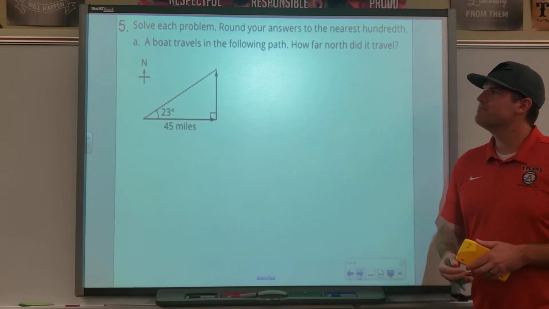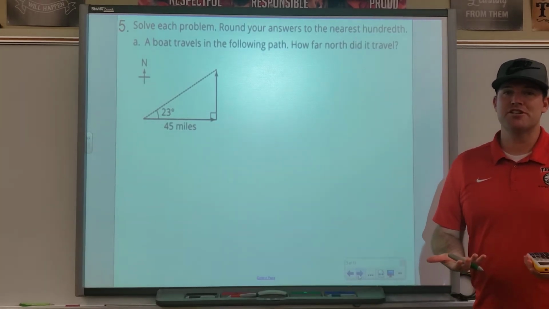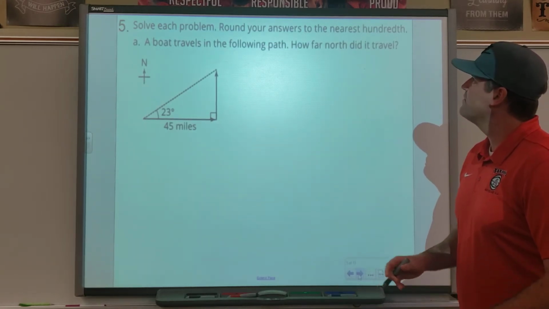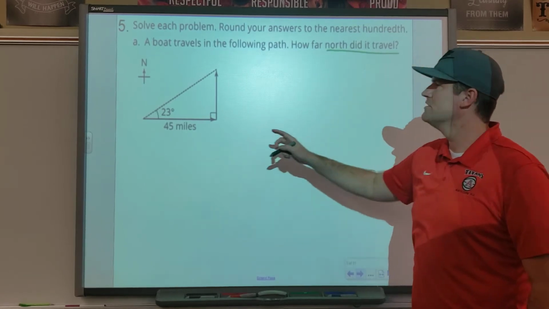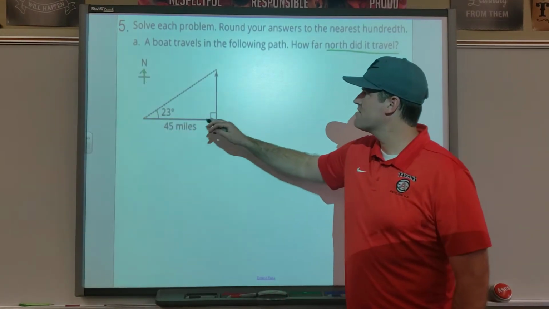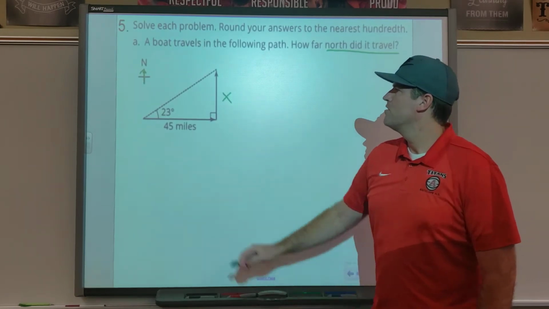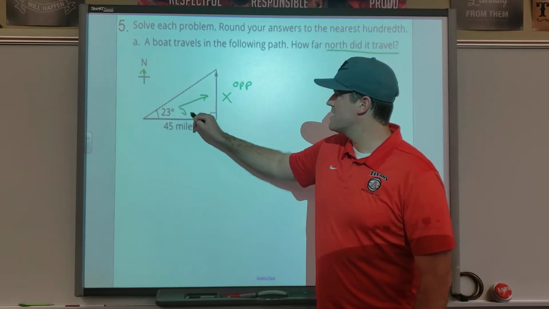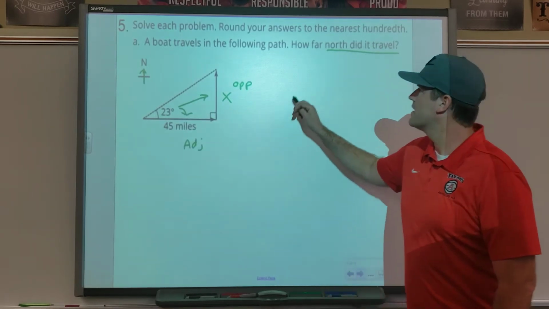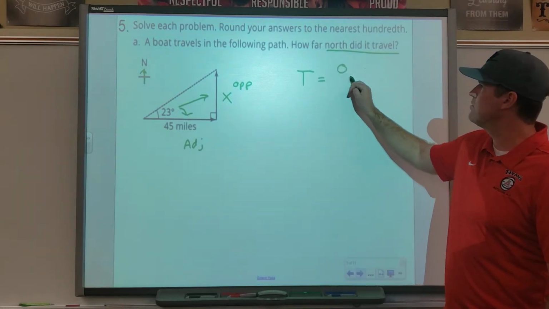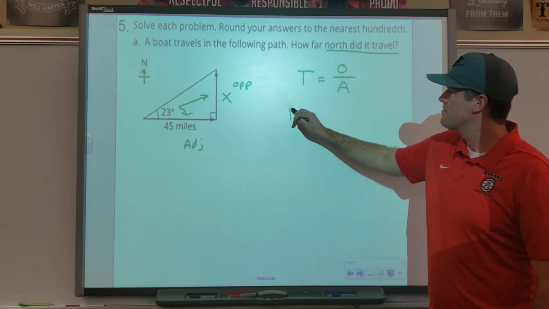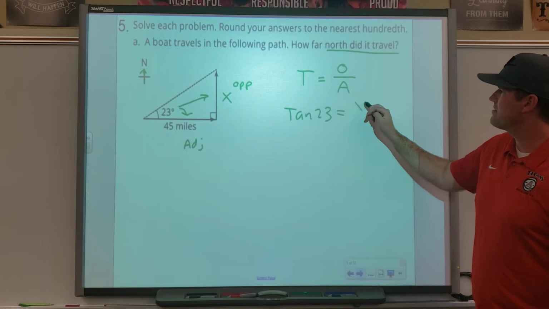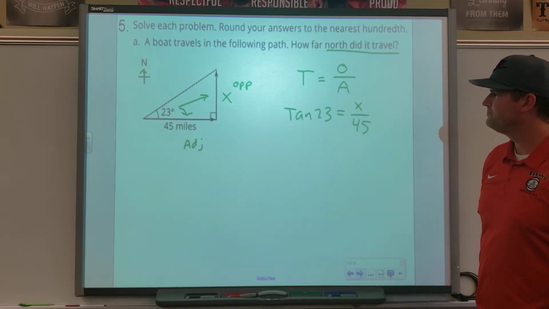Now we've got a word problem, but honestly, a lot of these problems, they give you the picture. So it's really not any different than any other problem. We're trying to find how far north did it travel. And I know north is up and down, so I'm trying to find this side here, which in relation to the 23 degrees, this is the opposite, this is the adjacent, right? And again, we know tangent equals opposite over adjacent. So tan of 23 degrees equals x over 45.